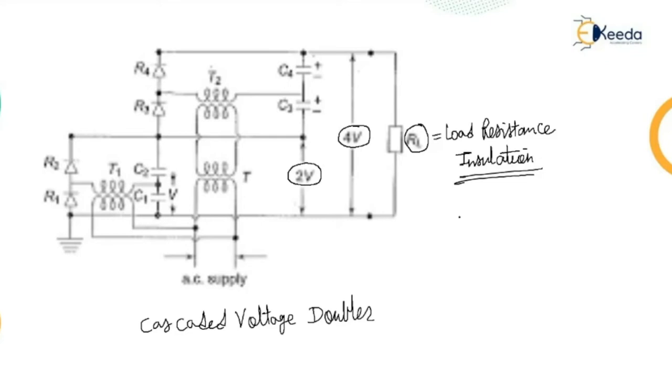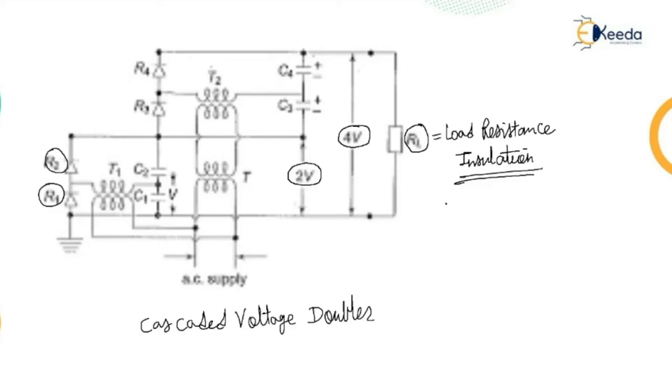These cascaded voltage doublers are used when larger output voltages are needed without changing the input transformer voltage level, without changing any of the input voltage level to this transformer. A typical voltage doubler circuit which we are considering, and its input and output waveforms, can be plotted. The rectifiers, now we have R1 and R2.